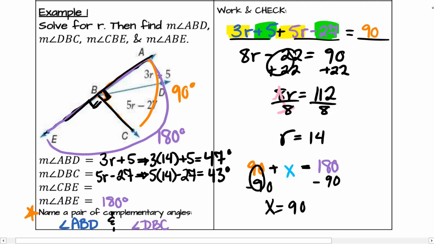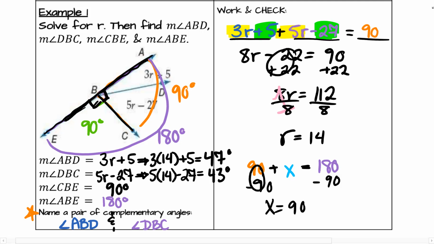They'll only put the little box on one of the 90-degree angles and leave the other one blank, because you know that if two angles make up a straight angle and one of them is 90, the other one is automatically 90, because supplementary angles add to 180. So that will be 90 degrees for the measure of angle CBE.